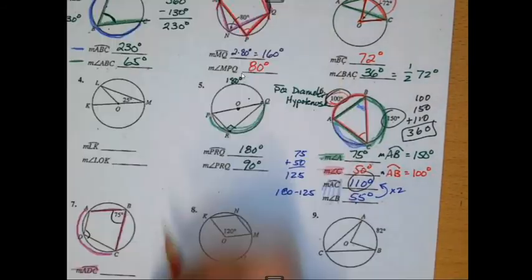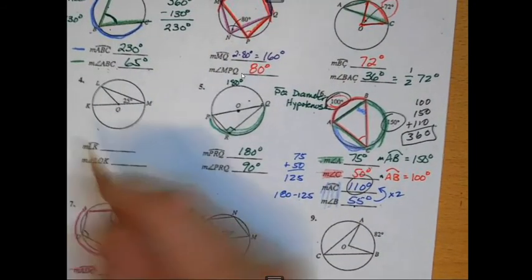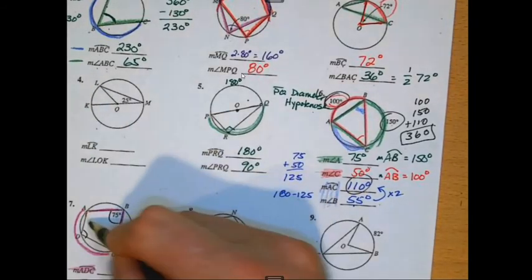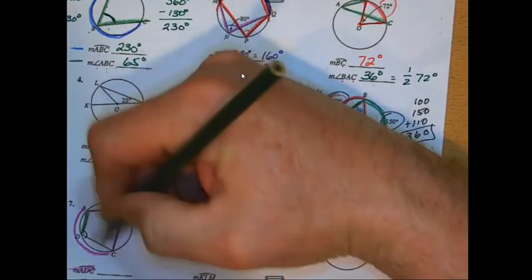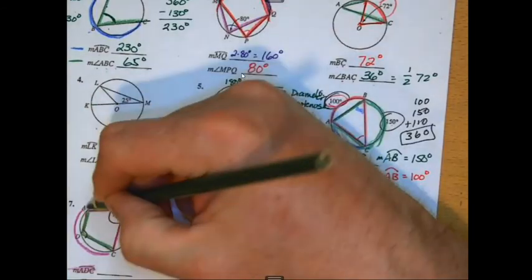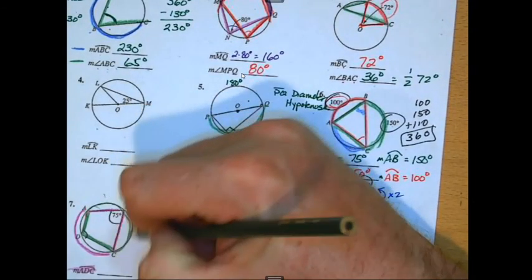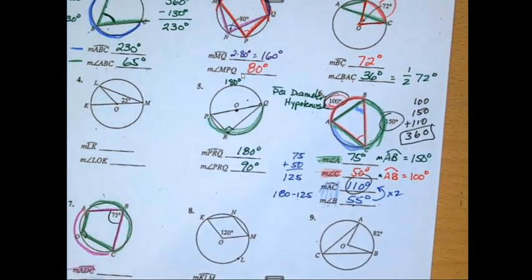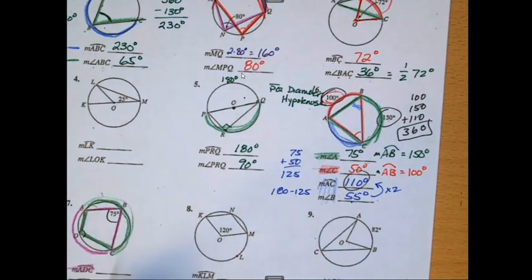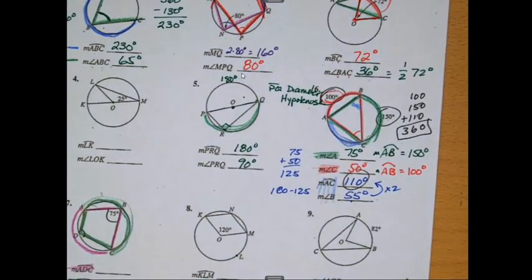Let's use green because it's a different contrasting color. If I want to know this, which is angle D, I need to know, my green is this. So arc ABC and angle D are going to be green.